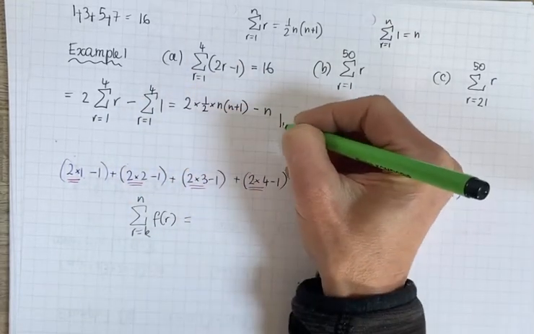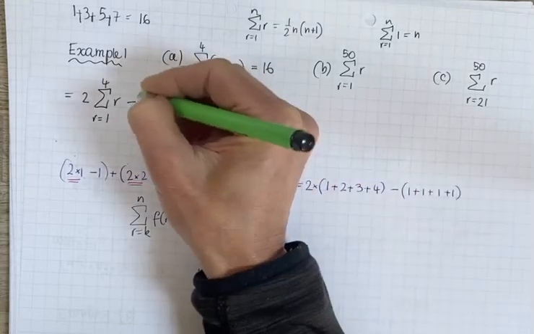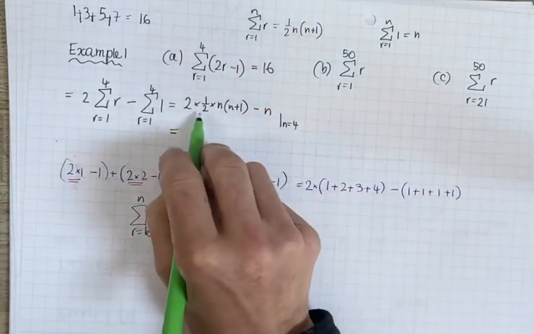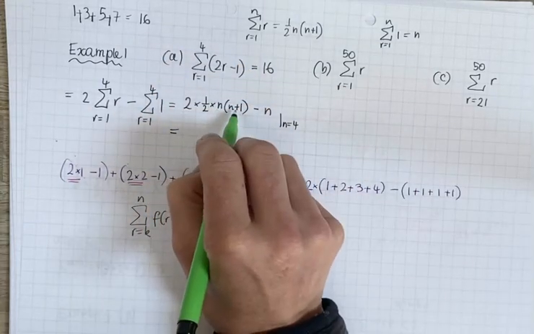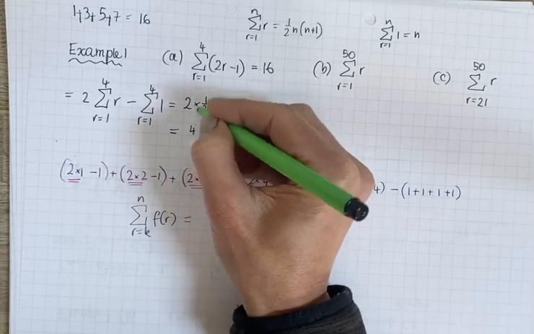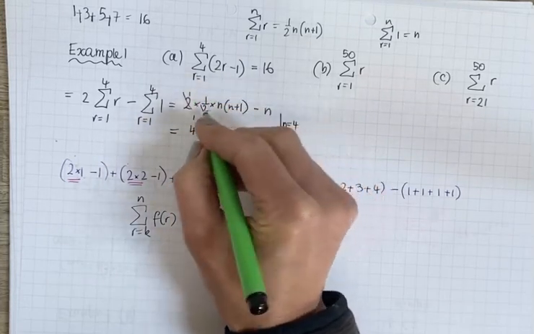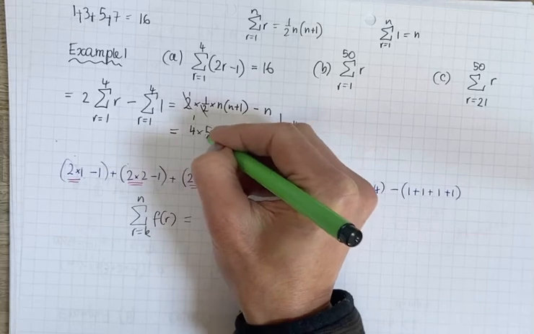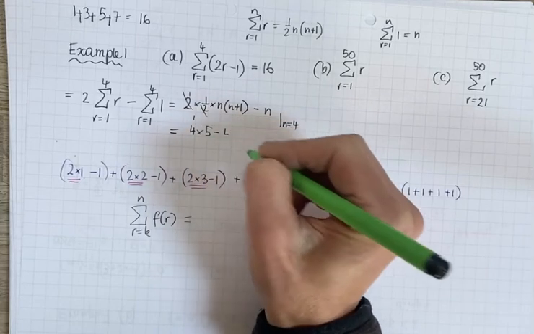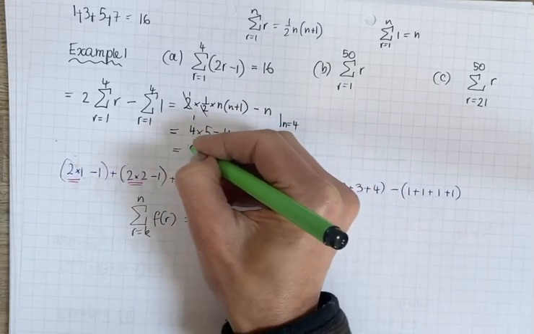But our n is equal to 4. That's the number on the top of each sigma. So this one here is going to be 4 times, so the 2's cancel, and you've got 4 times 5 minus 4, which is 16.